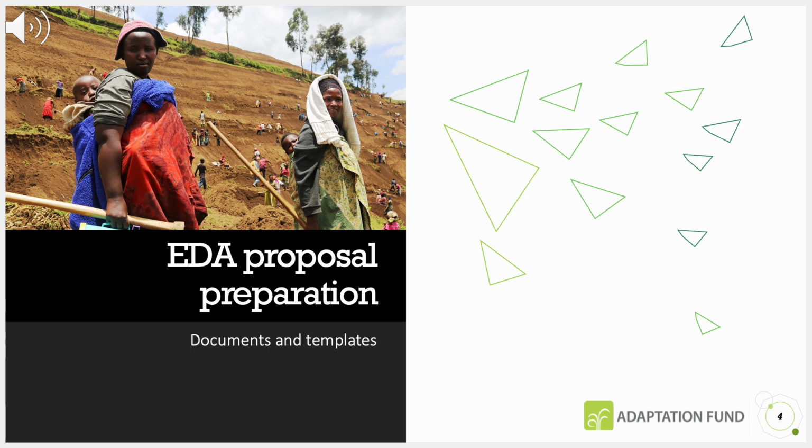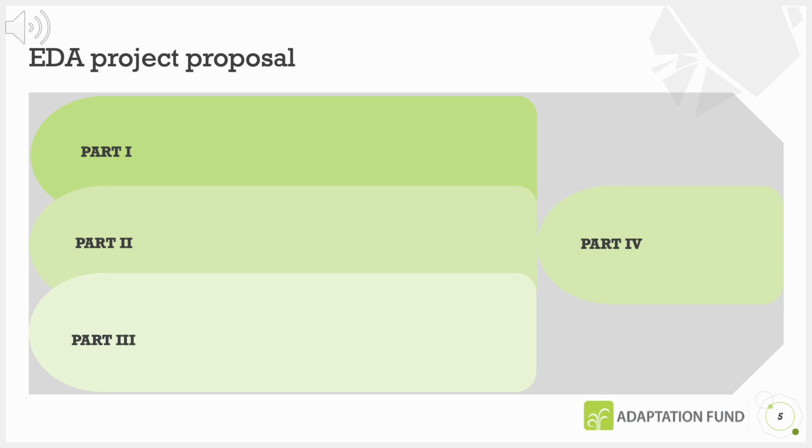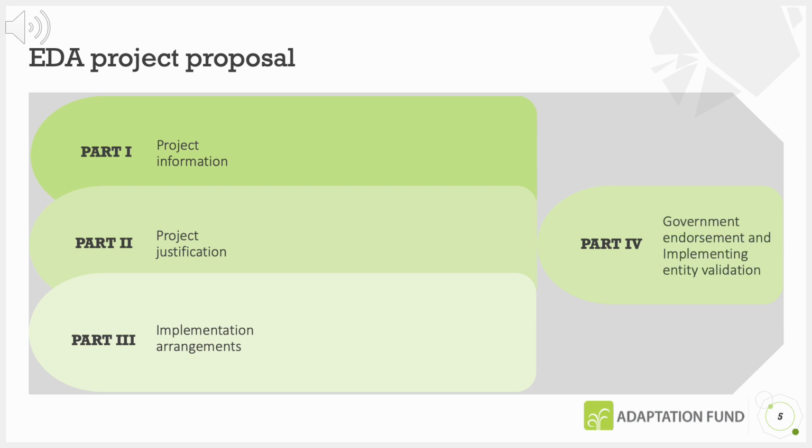Section 1. The EDA Proposal Template. The project proposal template for EDA has 4 parts. Part 1 is the project information. Part 2 is the project justification. Part 3 is the implementation arrangements. And Part 4 is the requirement for letters of endorsement from the government and the implementing entity.